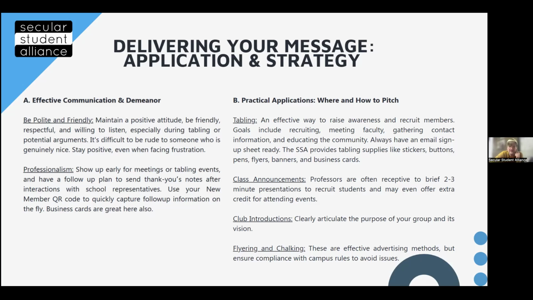All right. So just know that your demeanor is really part of your pitch. How you show up in this space shows people that the group is safe, welcoming, and professional, someplace where they can grow and feel welcome.